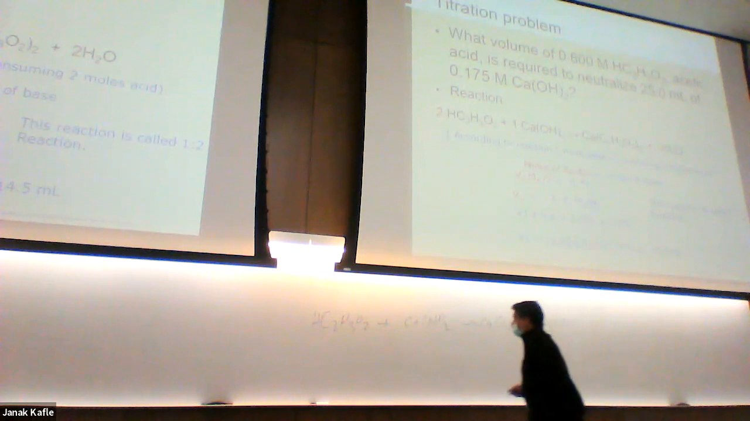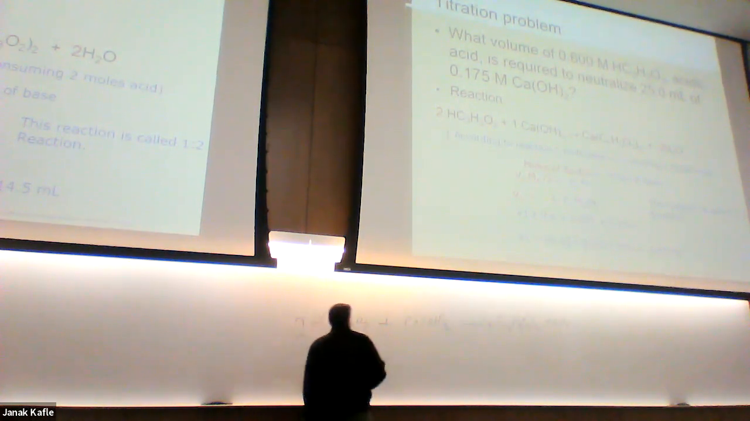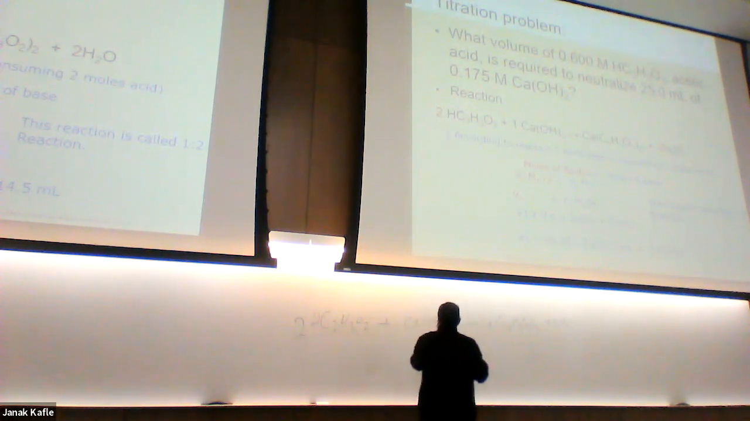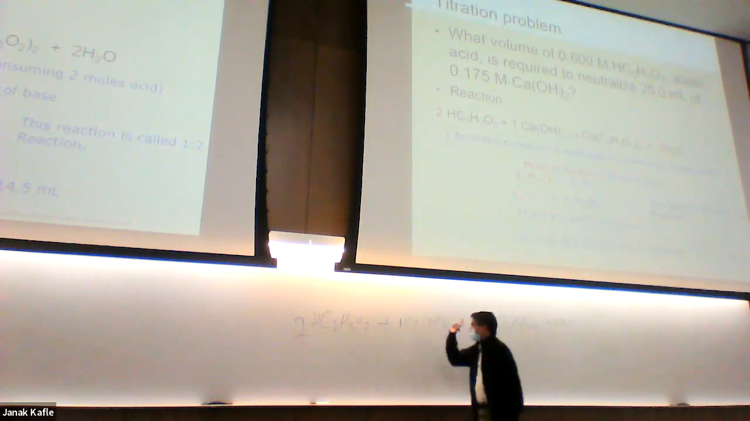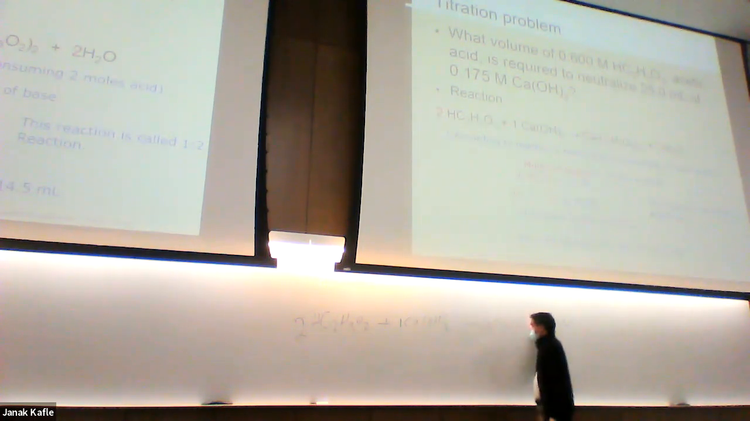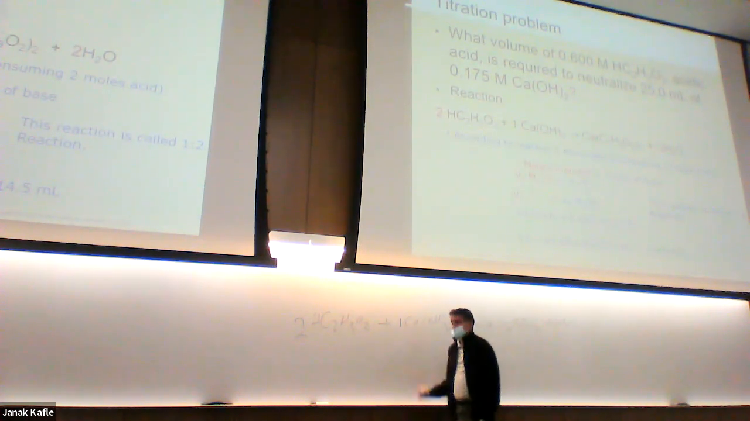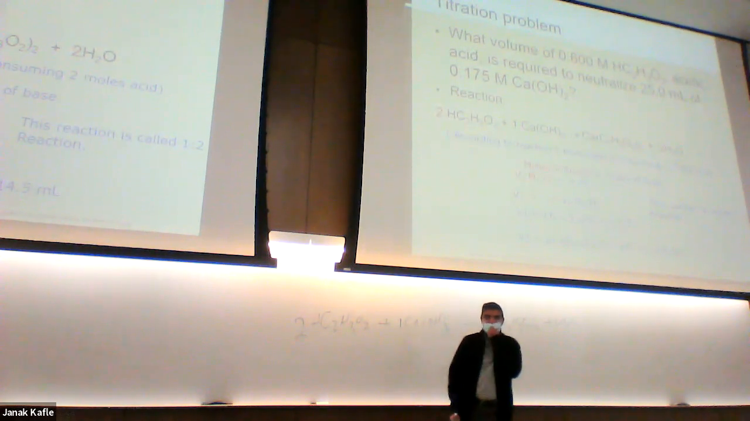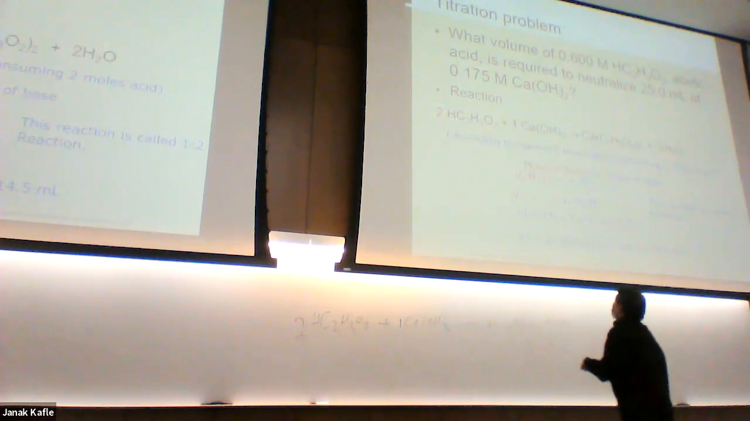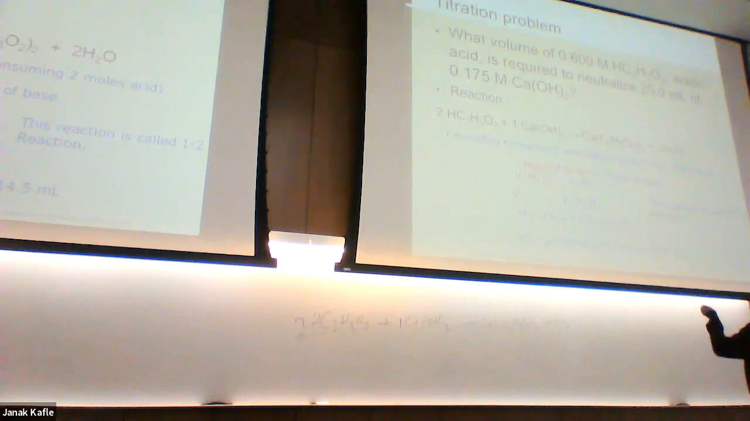So look here. They balanced this reaction and put 2 here, and 1 here. So now this is balanced, right? We are doing the reaction between this guy and this guy, so we don't have to worry about this one. This is acid, this is base, right? So we are just doing the acid-base neutralization. What volume of 0.600 molar acetic acid is required to neutralize 25 ml of calcium hydroxide of this molarity?